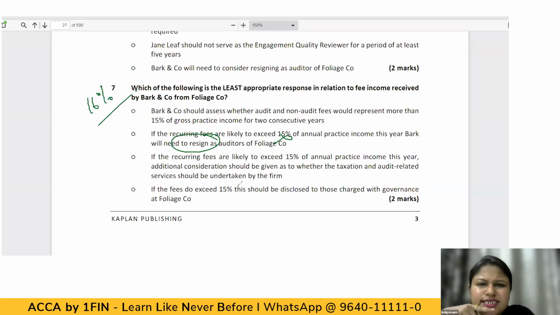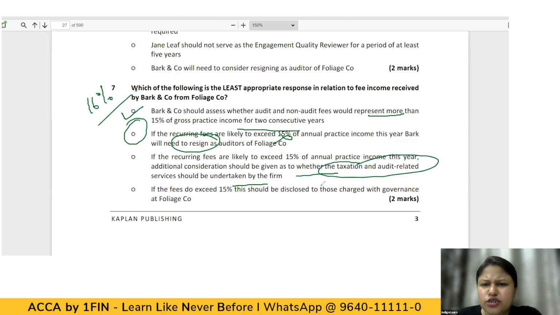Which of the following is the least appropriate response? Least appropriate is resignation. Obviously, you are going to see whether to put safeguards in place to ensure them, whether or not to take these services, and also you have to talk to the TCWG. So the least appropriate response is going to be resign.